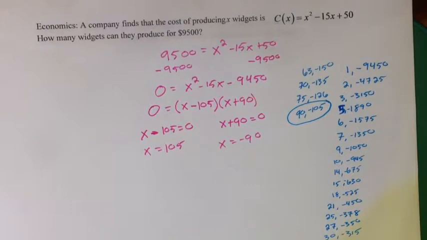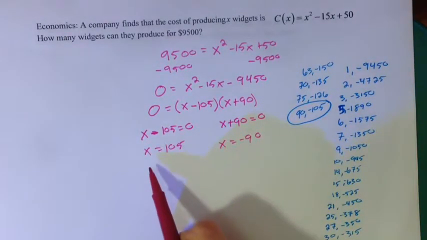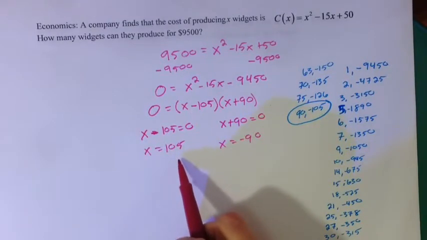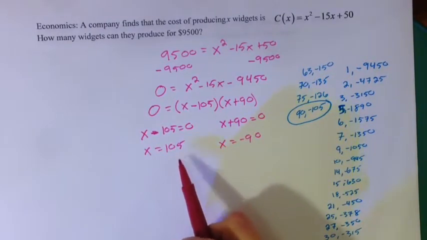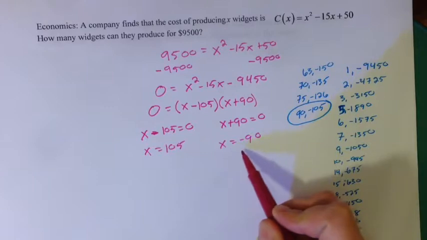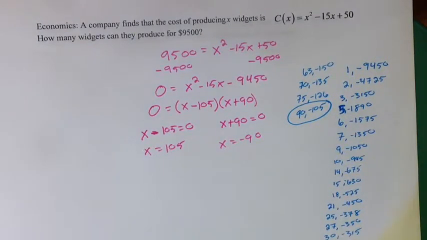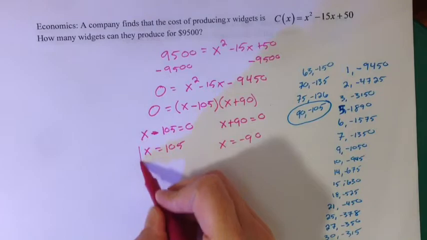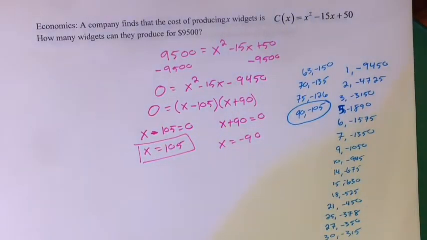The question was, how many widgets can they produce for $9,500? So is it possible that they could make 105 widgets for $9,500? Sure. Is it possible that they could make negative 90 widgets for $105? That answer doesn't really make sense. You never make a negative number of some product. So we're going to stick with our answer being 105 widgets.